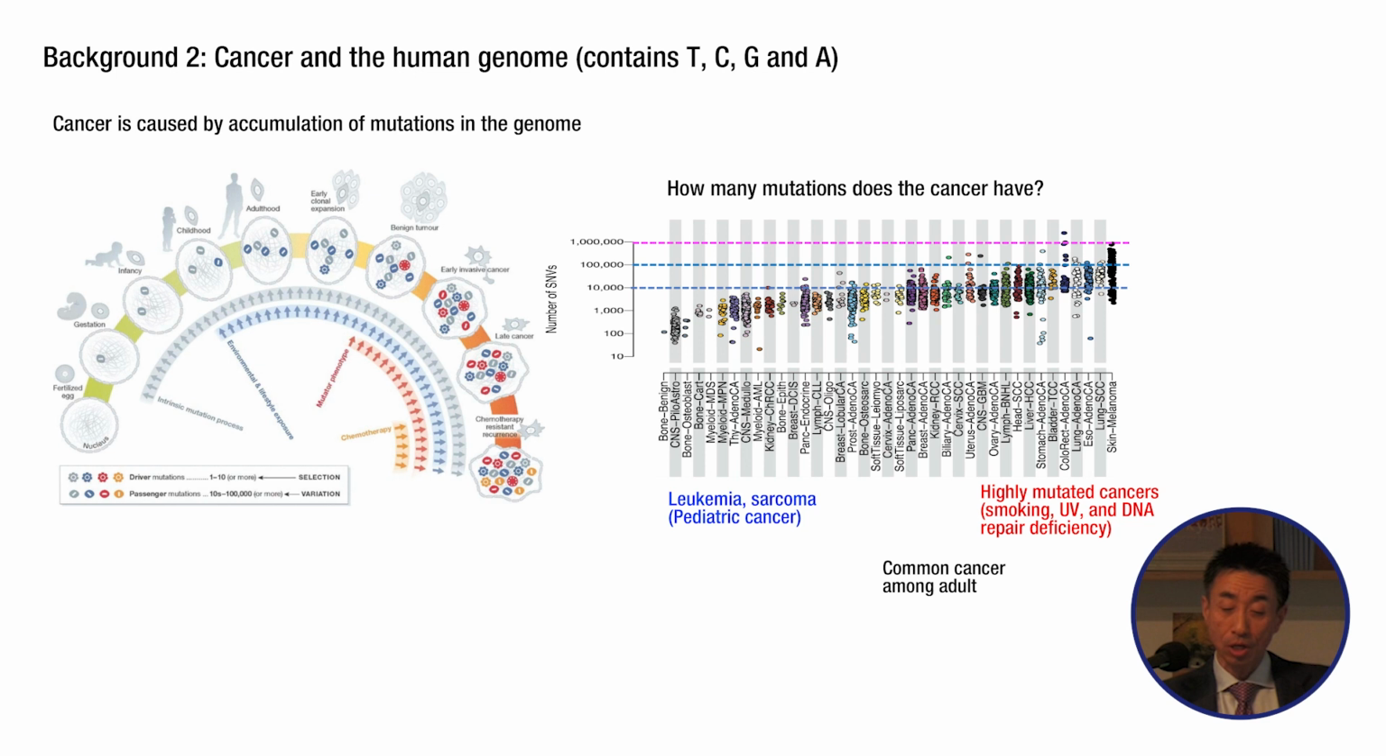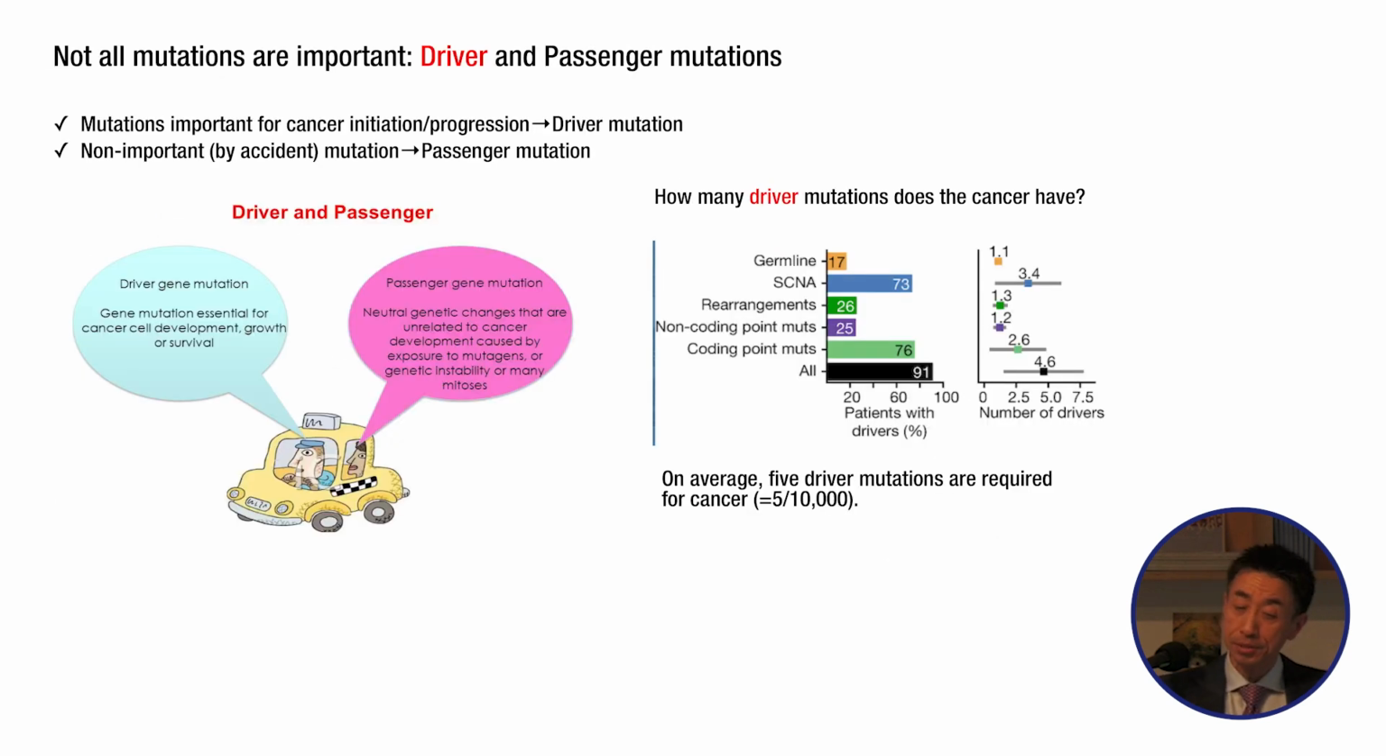So on average, about 10,000 or 100,000 somatic mutations happen in each cancer genome. That's a large number. But the data says that not all of these mutations are important. There are two types of mutations: one is driver mutations, and the other is passenger mutations. This depends on how these mutations are associated with carcinogenesis.